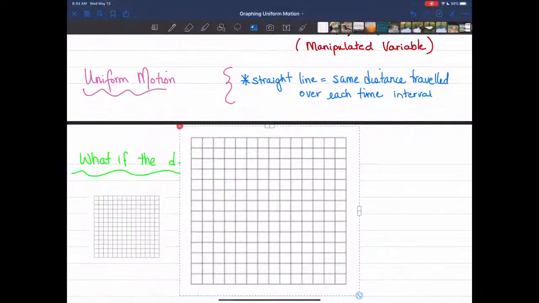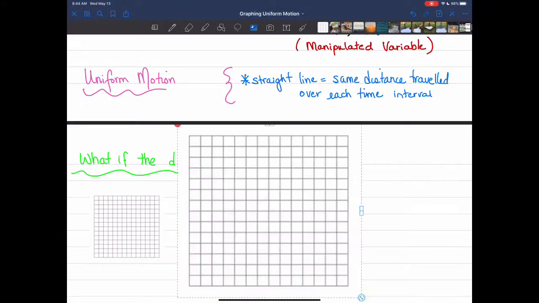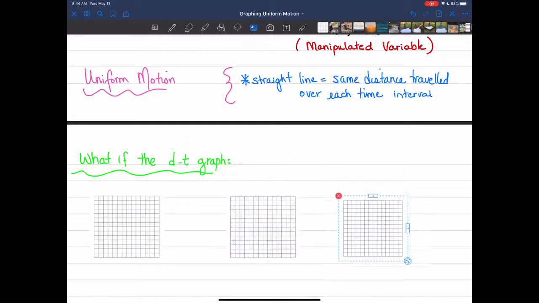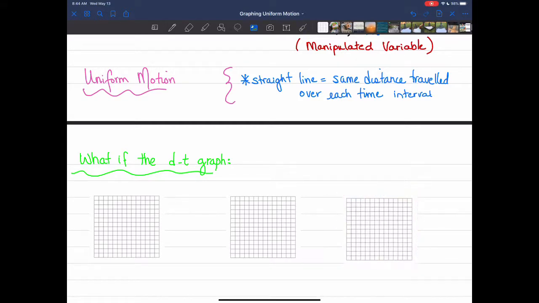Oops. Trying to make this smaller. Here we go. That's the second scenario. And one more. I'm going to give you 3 different scenarios here. Okay. So we have 3 different scenarios here. So again, always we have distance and time, meters, seconds. Same idea here.